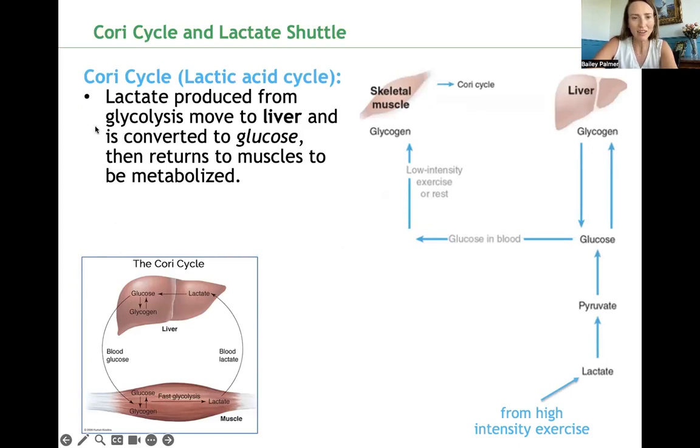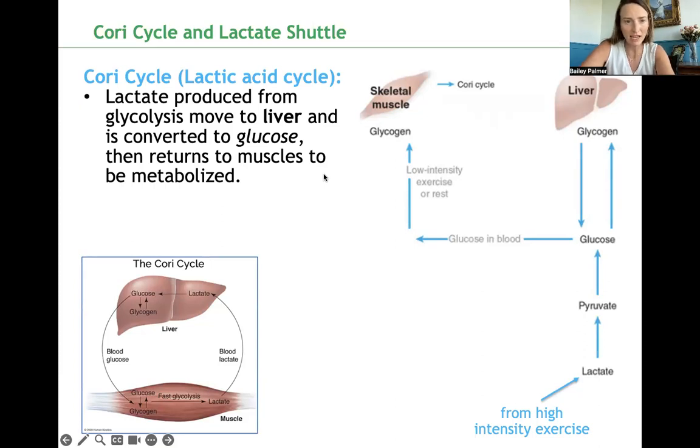Cori cycle is also called the lactic acid cycle. Just for reference, I call it the Cori cycle. The Cori cycle takes place in the liver. The purpose of this is, when lactate's produced via glycolysis, when we take pyruvate and turn it into lactate, we move it to the liver and we're basically turning it back into glucose.